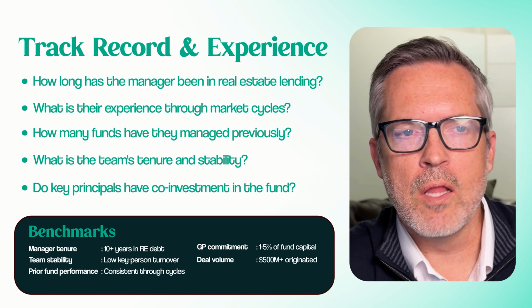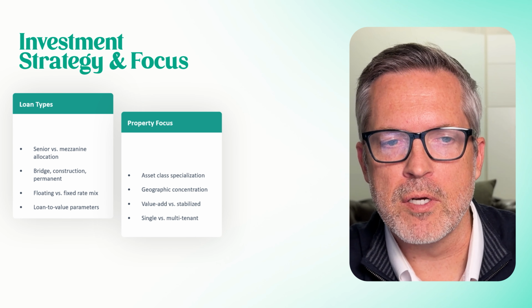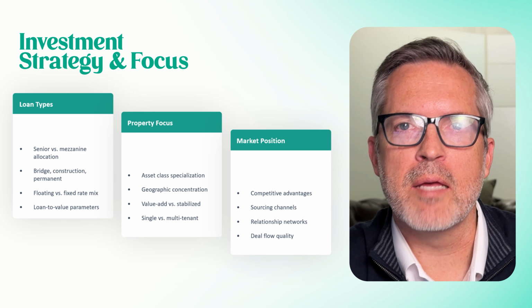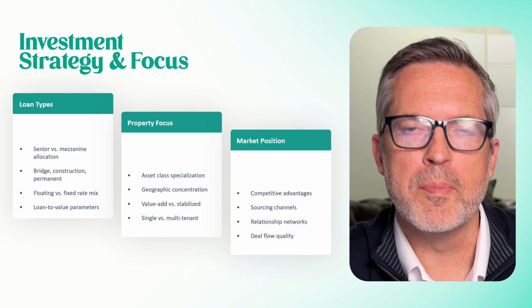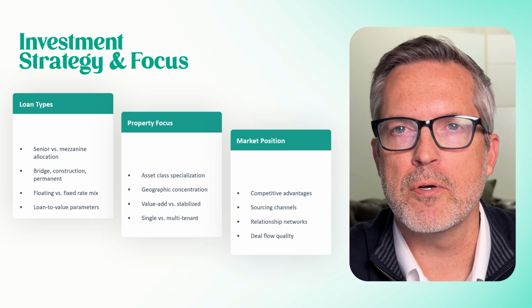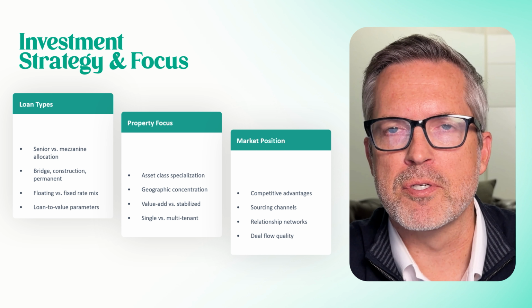Okay, deeper dive into loan types. We talked about senior, mezzanine, bridge. We talked about those three flavors. But is the interest rate floating or is it fixed? Cap on the loan to value that they can push on their individual loans. This will be spelled out in the docs. Typically, we'll have a roof. They're not going to go over 80%. Maybe it's 70% loan to value. Maybe it's 75% loan to value.